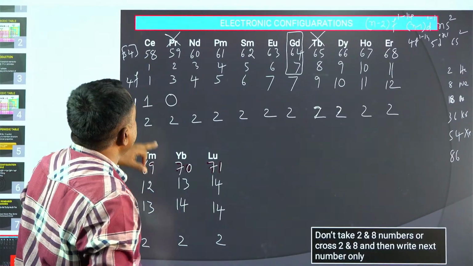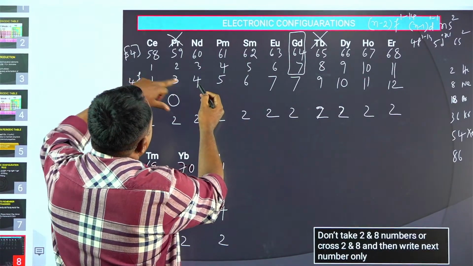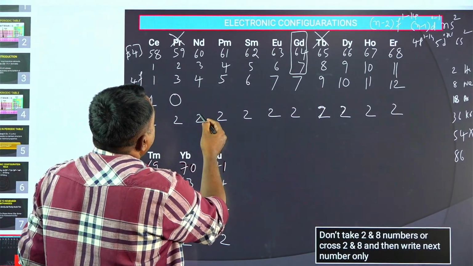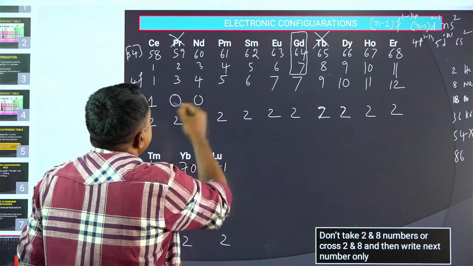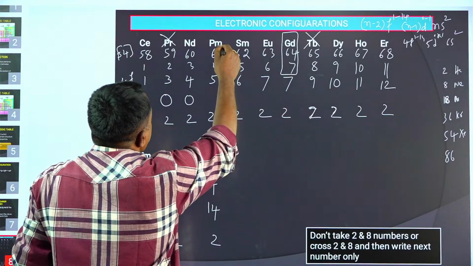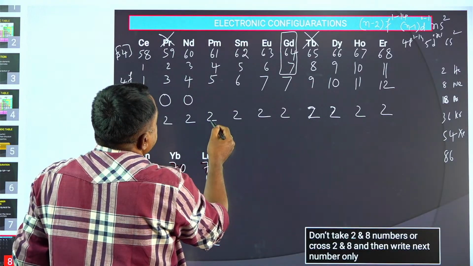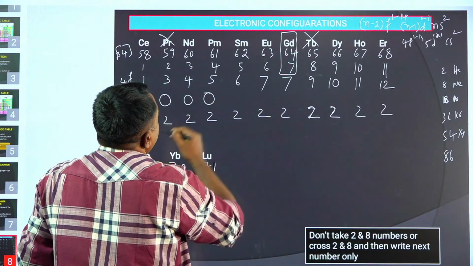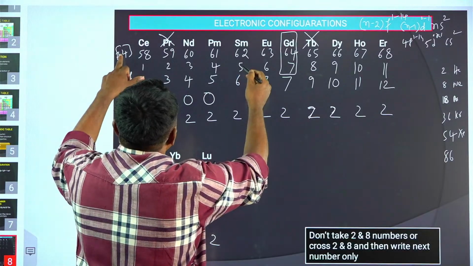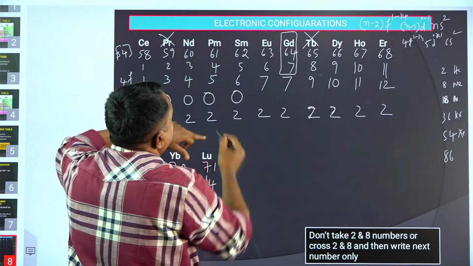In neodymium, 54 plus 4. The nearest noble gas is xenon, which is 54, and in neodymium 54 plus 4, 58, 59, 60. Therefore it should again be 0. And this is promethium. 54 plus 5, 59, 60, 61. Therefore it should again be 0. In samarium, 54 plus 6 is 60, 60 plus 2 is 62. Therefore it should again be 0.